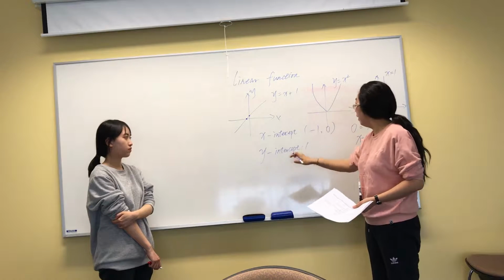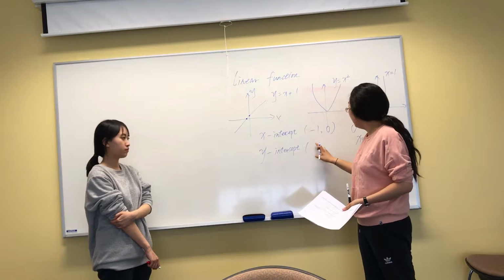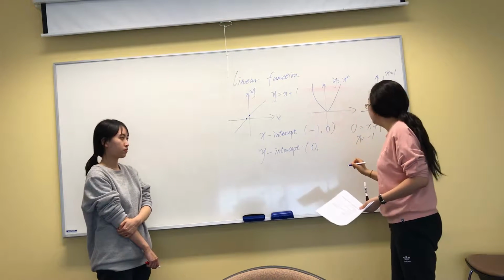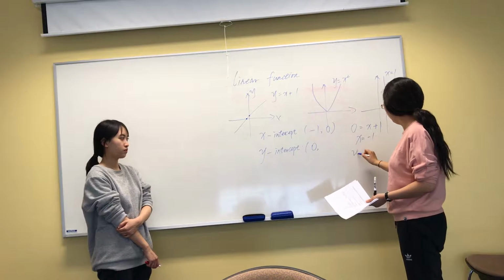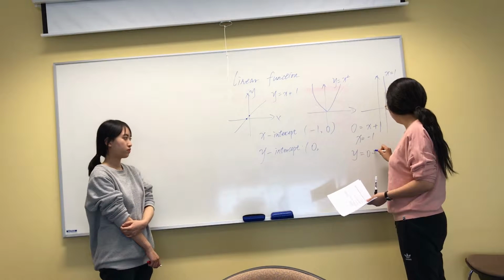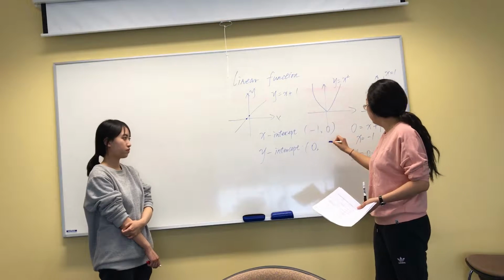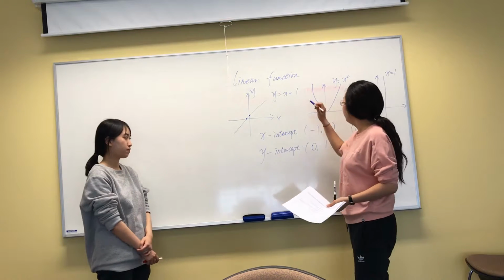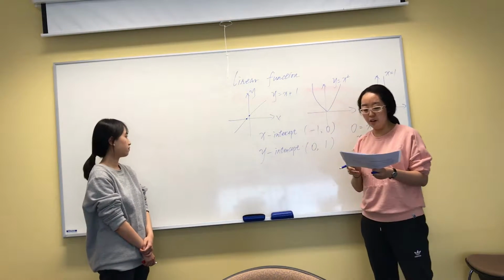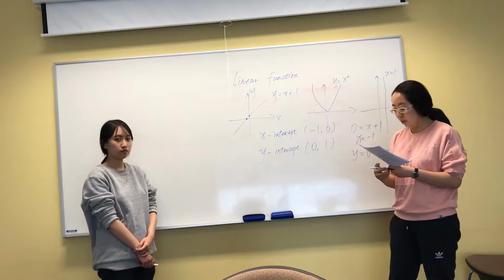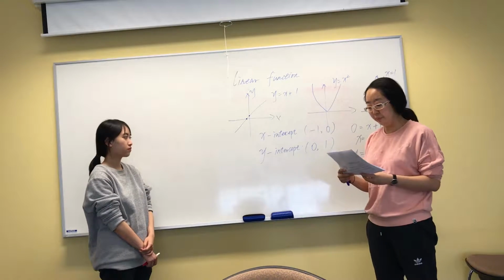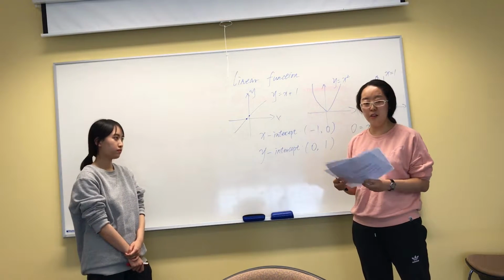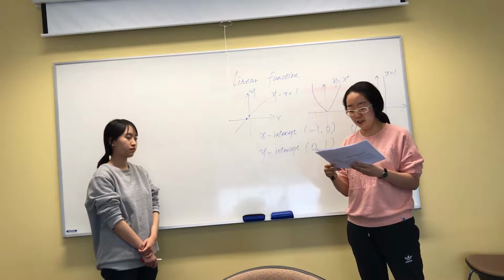Similarly, the y-intercept is where the x-coordinate equals 0. So when x equals 0, y equals 0 plus 1, which is 1. So 0, 1 is the y-intercept of the linear function y equals x plus 1. Okay, you can just copy this down if you are still not sure about them. And if you have any questions, you can ask anytime.